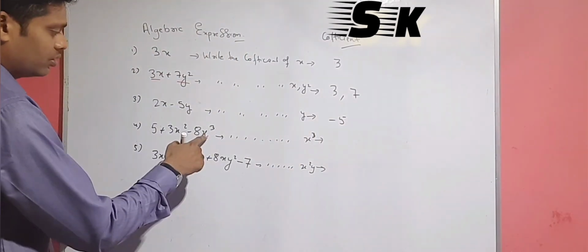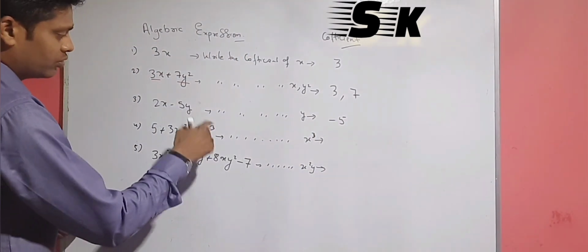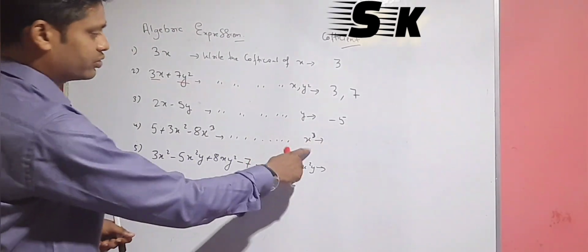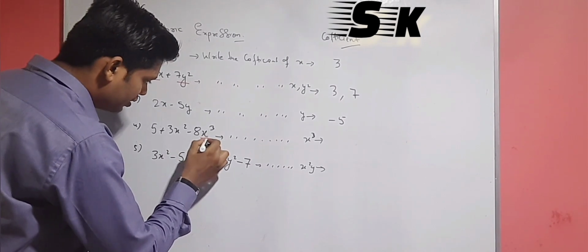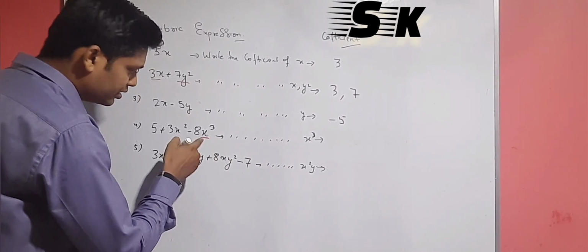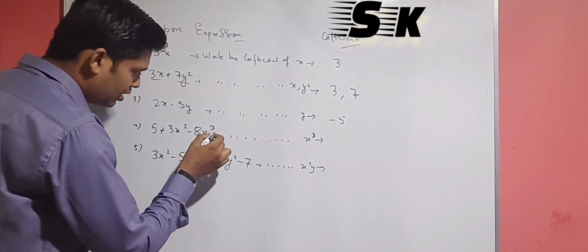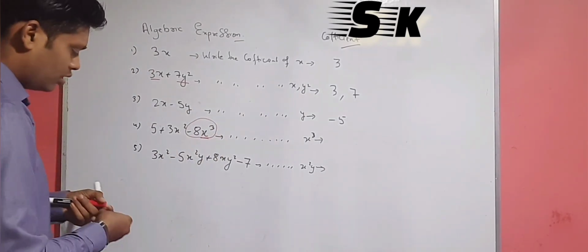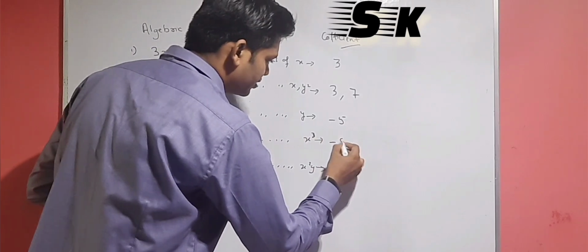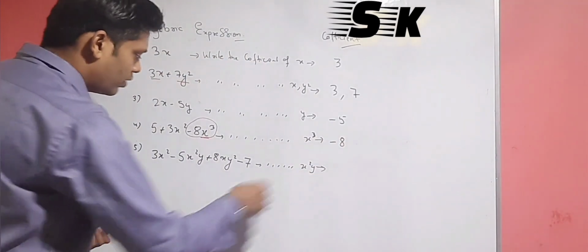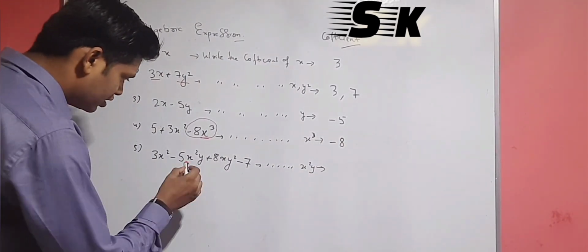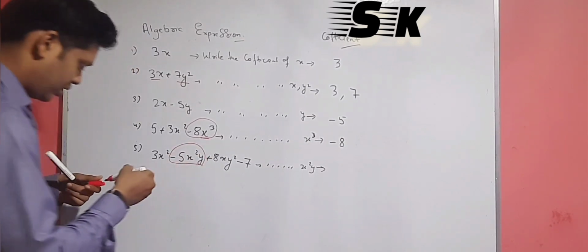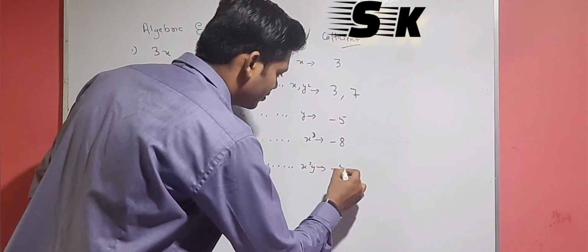And for x cube, you will see this part. See, x cube is there. So where is x cube? It is here. It is a term. In that, what is the numerical part including the sign? So minus 8. X square y: where is x square y? Sir, x square y is this one. So what is the numerical coefficient including the sign? So it will be minus 5.